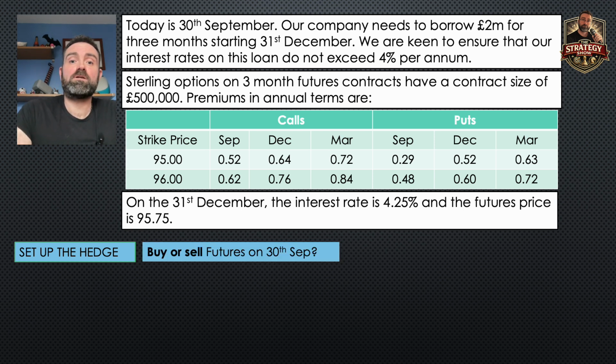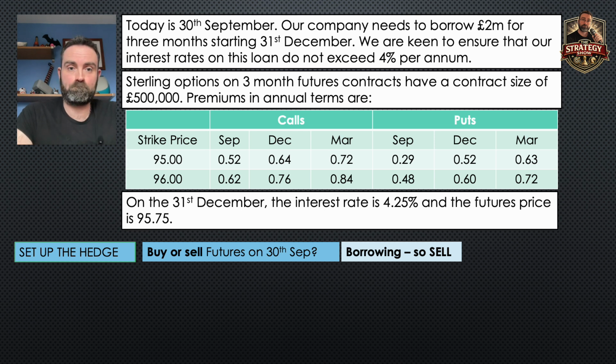First up, we need to decide whether we're buying or selling futures on the 30th of September to start off our hedge. The rule is, if we are borrowing money, so if we're trying to control the interest on a loan like we are in this scenario, we sell interest rate futures today to start the hedge off. If we were depositing money and we're trying to fix the interest rate we earn using futures, then we would buy futures today. So, because we are hedging a loan, we sell futures today.